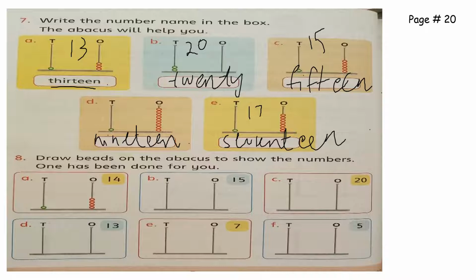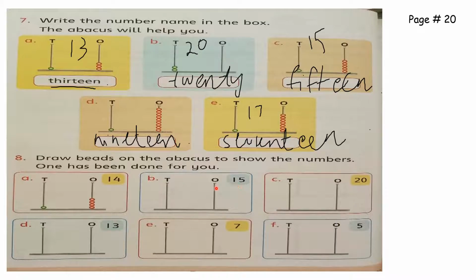Okay, the next question is draw beads on the abacus. Now we have to draw beads on the abacus to show the numbers. Okay, this one is ones and this one is tens. We start from the right side. So the first one is already done. So there's one bead in the tens rod and four beads in the ones rod.